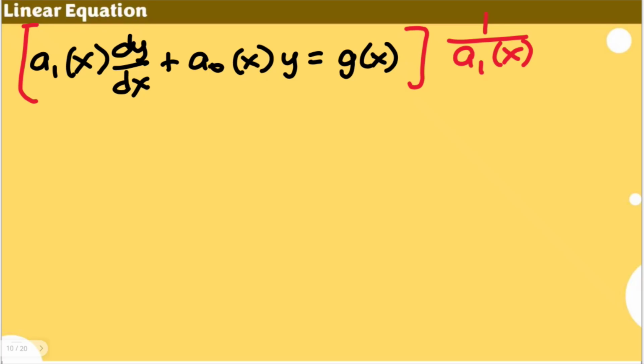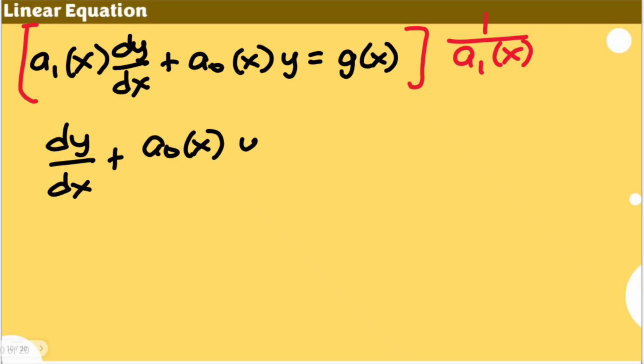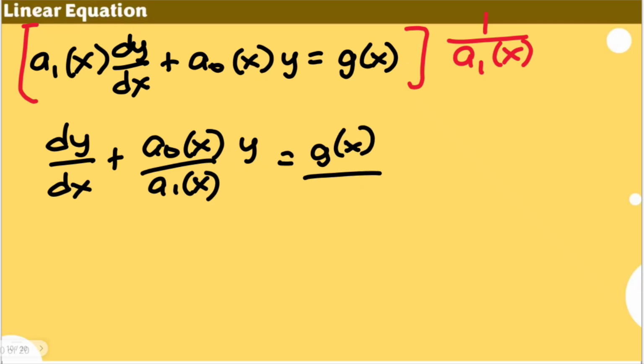For our first term, we'll only have the first order derivative of y with respect to x. And then later on, you will have plus a sub 0 of x times y over a sub 1 of x, equal to g of x over a sub 1 of x. Or any function of x over any constant a sub 1.